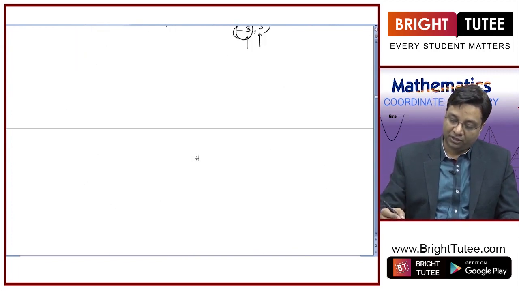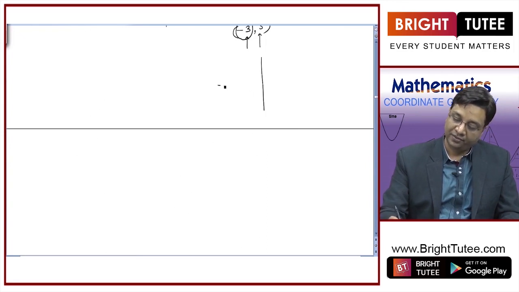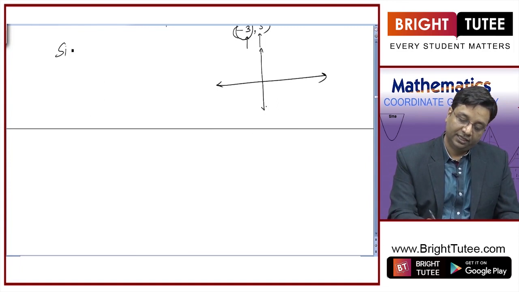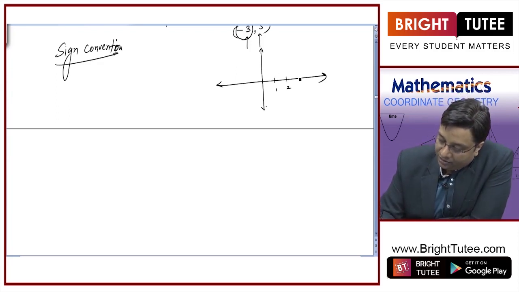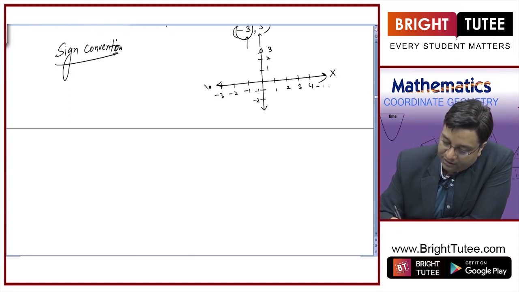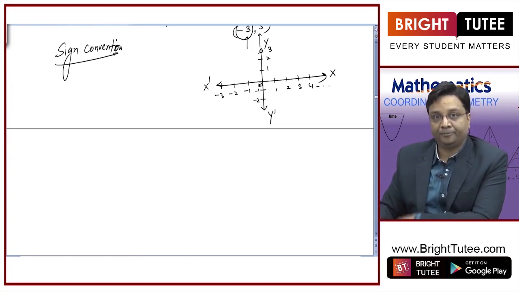So let me tell you one more interesting thing about quadrants, that is known as sign convention. Let us say this is 1, this is 2, this is 3, this is 4, and so on. Minus 1, minus 2, minus 3, and 1, 2, 3 on the other axis, minus 1, minus 2. This is x dash, this is y dash, and this is the origin. Okay.